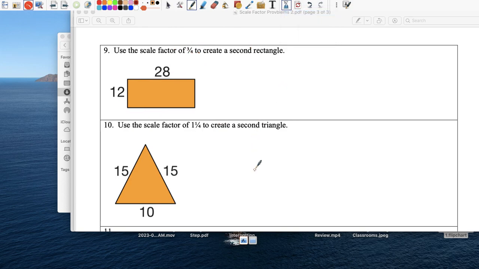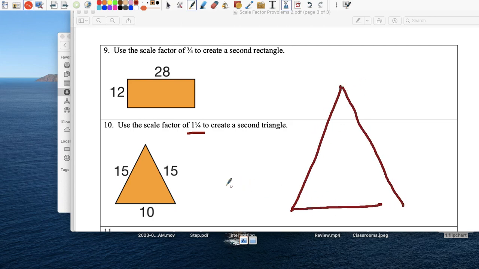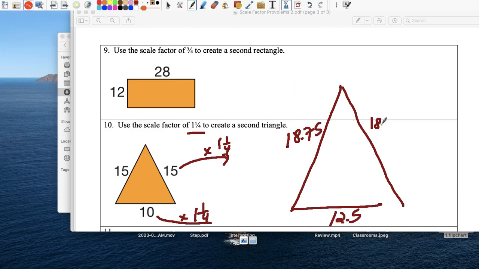Same thing here. Here's a triangle. Scale factor is greater than 1. So we know this triangle is going to be a little bit bigger, right? So it's an isosceles triangle. So let's multiply one. It's 10 times 1 1/4 or 1.25. So whichever one you use is fine. So this is going to be 12.5. If you multiply 15 times 1 1/4, you're going to get 18.75. This is 18.75, and this is 18.75.